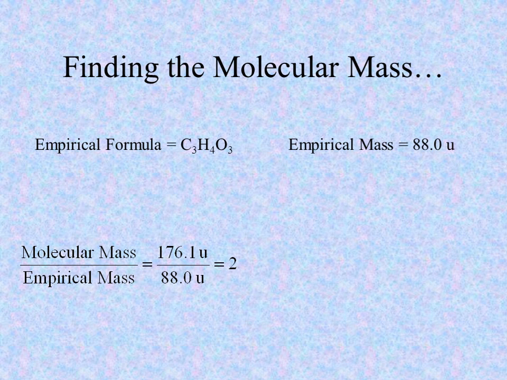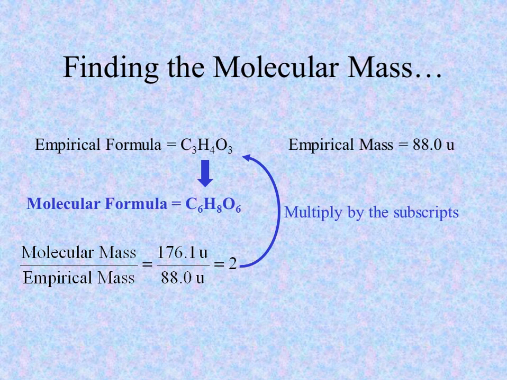And again, obviously here there's going to be a little bit of a decimal trail after the 2, but it should be close enough that you can round it off to a whole number without a lot of rounding taking place. Now this 2 is a multiplier, and we will then take that 2 and multiply it by the subscripts in the empirical formula, and what results will be our molecular formula. So the molecular formula, based on the percentage composition we were given and the molecular mass that we were provided, the molecular formula for ascorbic acid, vitamin C, is C6H8O6.